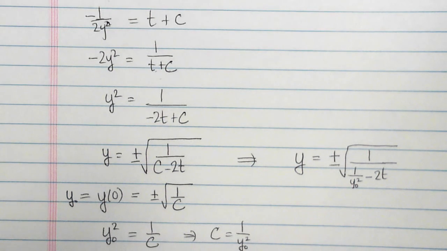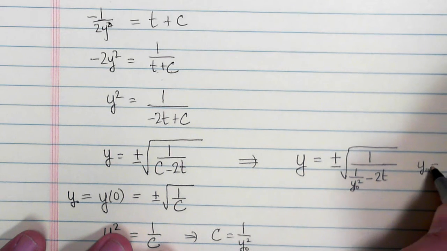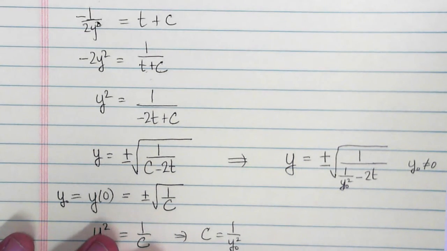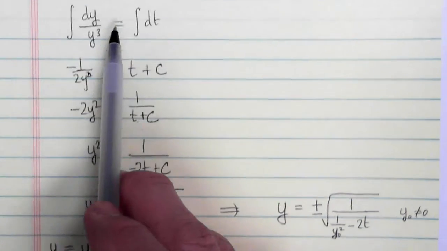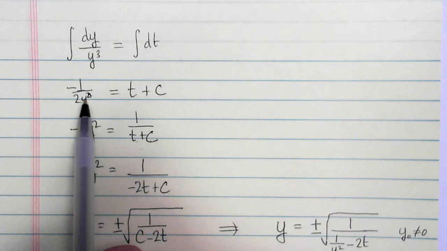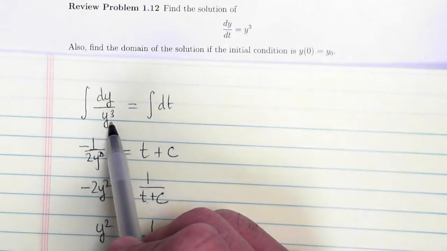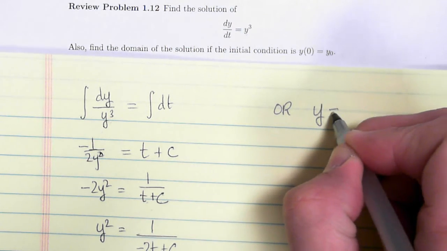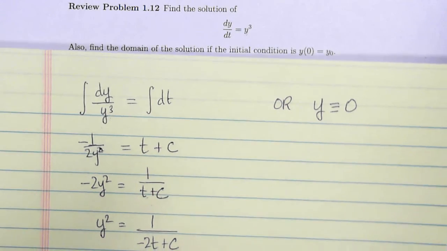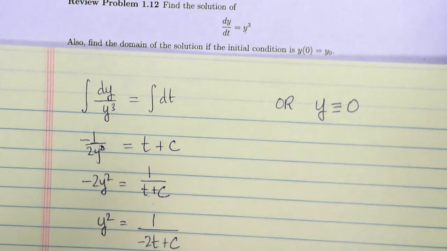Or is it? This is what happens. This will be the solution as long as y naught does not equal 0. If y naught is equal to 0, then we've got a problem. At this very first step, we divided. So that means that the very first step, y cubed was divided down to the left-hand side. So there's a second solution that y might be identically equal to 0. That's also a perfectly valid equilibrium solution.